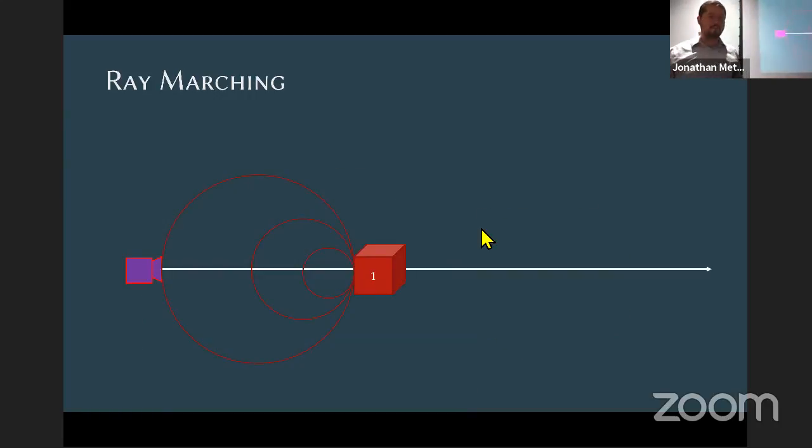Okay, so another high-level thing is that we're basically ray marching towards an object. We're basically saying, what's the largest step that I can take towards it? As we get closer, that circle shrinks and shrinks and shrinks.